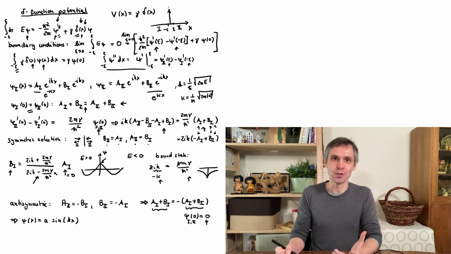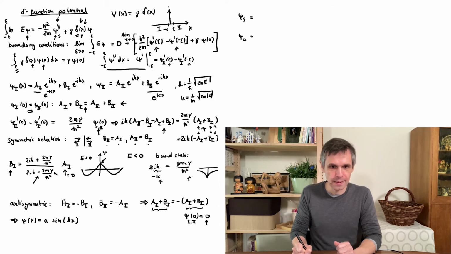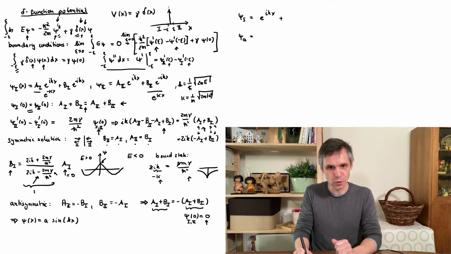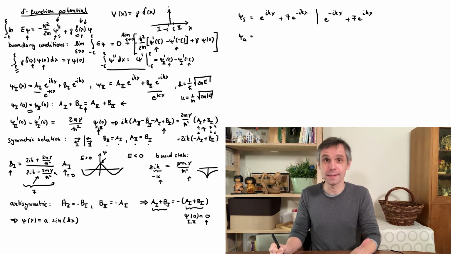So now we have two independent solutions, and let me denote them as psi s for symmetric and psi a for antisymmetric. In the first solution, I'm going to set this coefficient a1 to 1 just for convenience. So I have e to the i kx, and then I have the coefficient b1, and this will just become this term, which I'm going to denote as f. And this is how it looks like in region 1, and in region 2 it is just propagating into the opposite direction. So it will look like this in region 2.